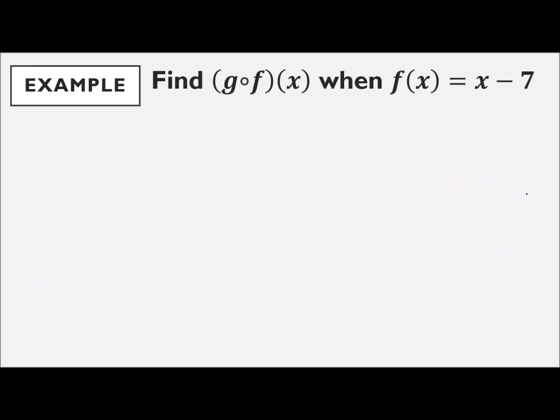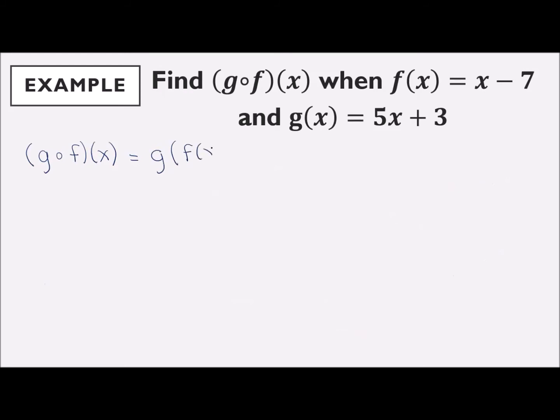Find g circle f of x when f of x is equal to x minus 7 and g of x is equal to 5x plus 3. So, sulat natin kung ano ba yung hinihingi. G circle f of x. Okay? So, ang ibig sabihin yan, g of f of x. Okay? So, ang uunahin natin, itong si f of x. Substitute f of x. So, magiging g of, ano ba si f of x? Si x minus 7. Ito yun.